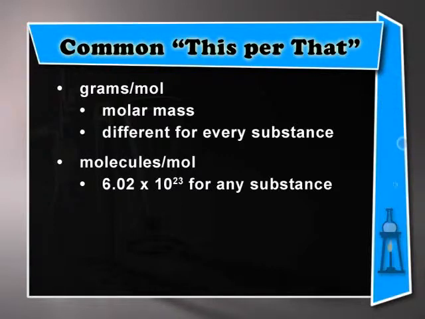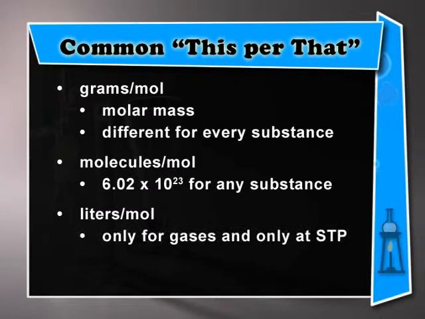And now we've added a new this per that, liters per mole. That's a meaningful quantity only for a very special case, when you are talking about gases and the gases are at STP. When these two conditions are met, we can say that there are 22.414 liters per mole, but again, only for gases and only at STP. With these things in mind, we're ready to look at some problems.